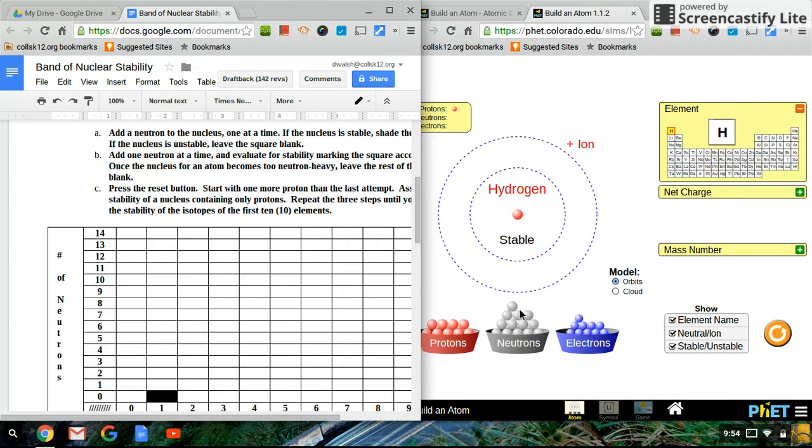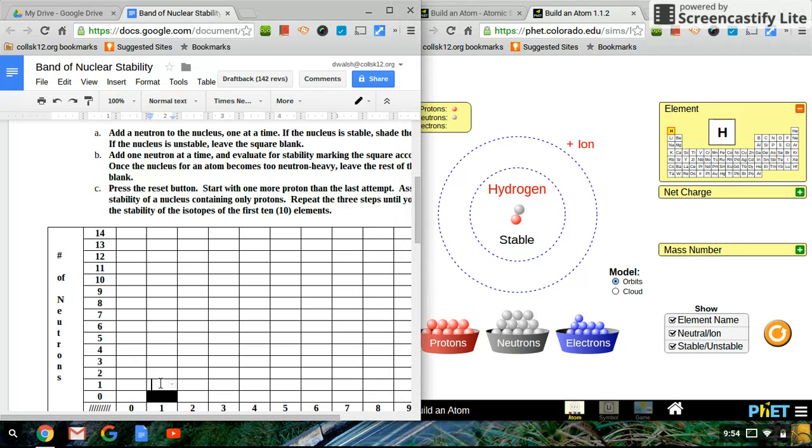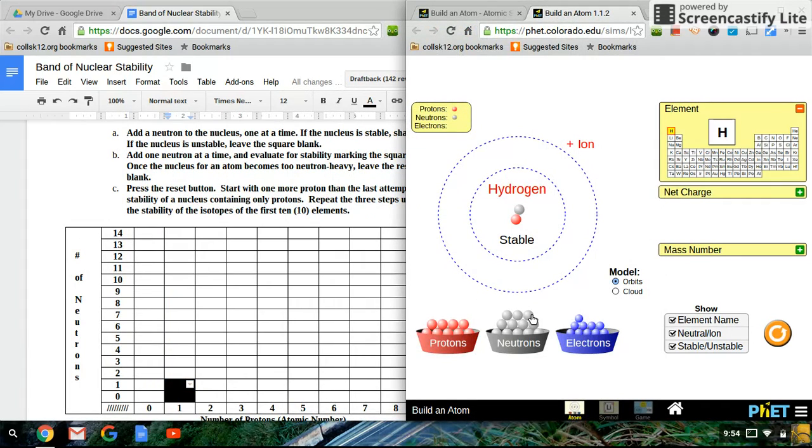Okay, now we would add a neutron to this guy. Whoop. Boom. Notice that that is stable too. So we're going to highlight this box. And again, we are going to fill it to show that it is stable. And now we're going to go to 2 neutrons, and that is unstable. So we're going to leave that blank. And then if you want, you can keep adding neutrons. But little secret is after you get to the first one that's unstable, the rest are going to be unstable too.